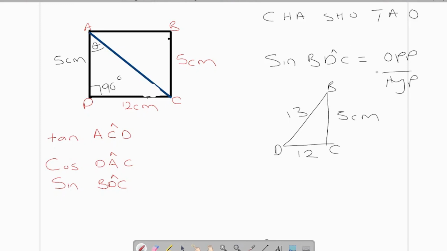So for sine BDC, it's opposite over hypotenuse. On our diagram here, we are going to put our theta at D. Our opposite now is the side opposite theta, so it's 5 centimeters. And our hypotenuse is the slant height, or the side opposite the 90 degree angle, which is 13. So that's how you solve right angle triangles.